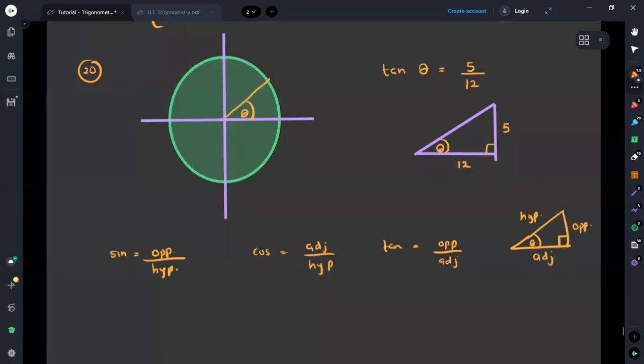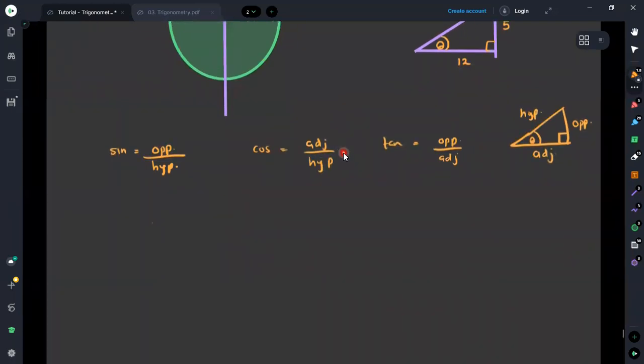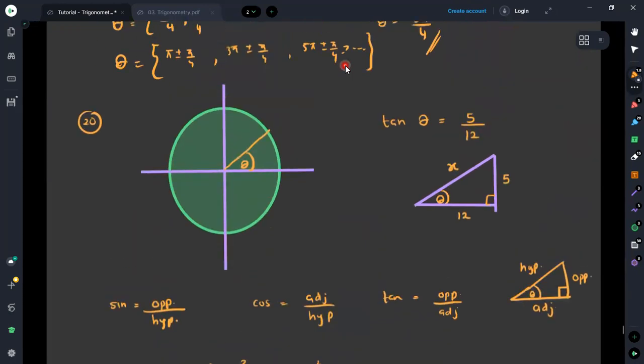Then according to the Pythagoras theorem, we can simply take the value of x. We can take x squared is equal to 12 squared plus 5 squared. Here we get x squared is equal to 144 plus 25, altogether it is 169. Then x squared equals 169. If you take the square root of both sides, we get x equals 13. Now we know that the value of x is 13.